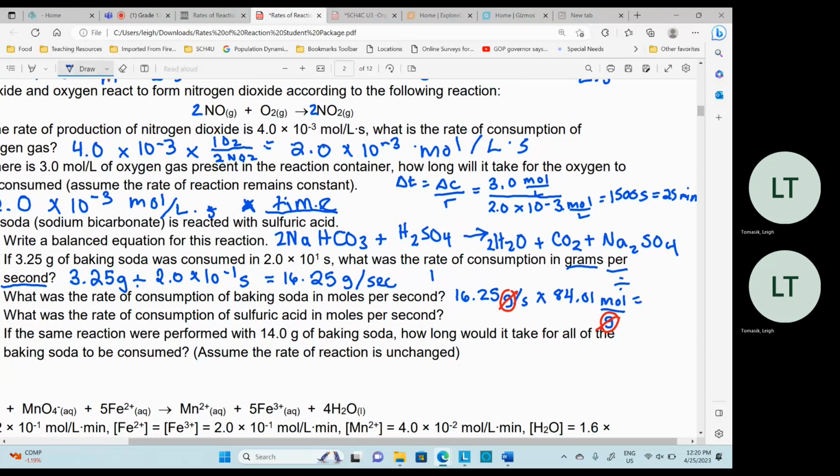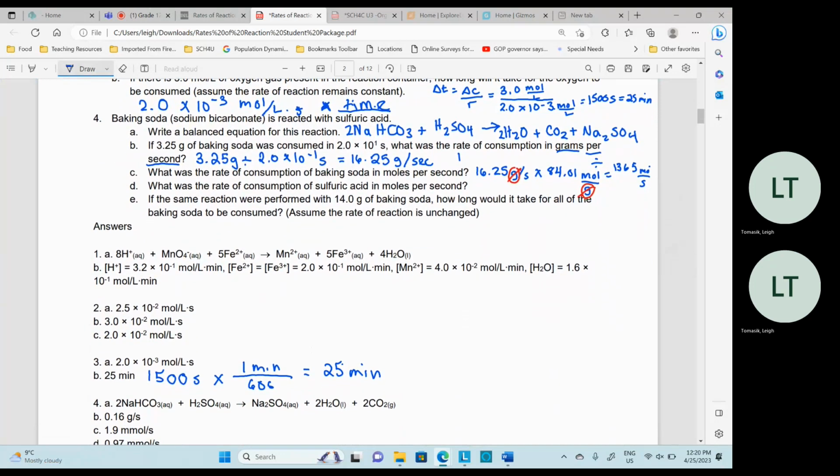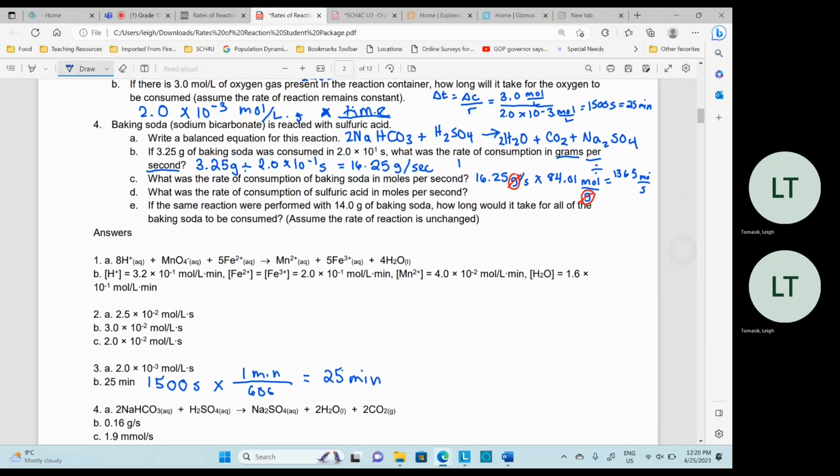And what does that equal? So 16.25 times 84.01 gives me 13.65 moles per second. Let's double check that. This is 0.166 grams per second. Okay, so something's wrong here. What's going on here?